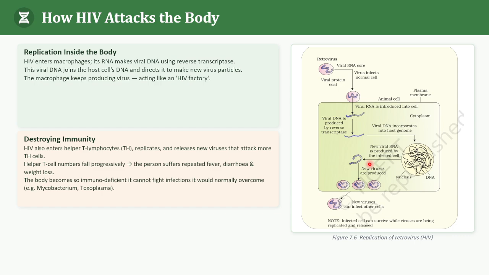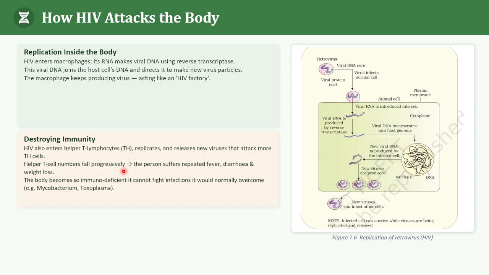But HIV has another important target also, that is our helper T lymphocytes. The new viruses are released and they attack the other helper T cells. So the cycle is continuous. Then what happens? The number of helper T cells progressively decreases.